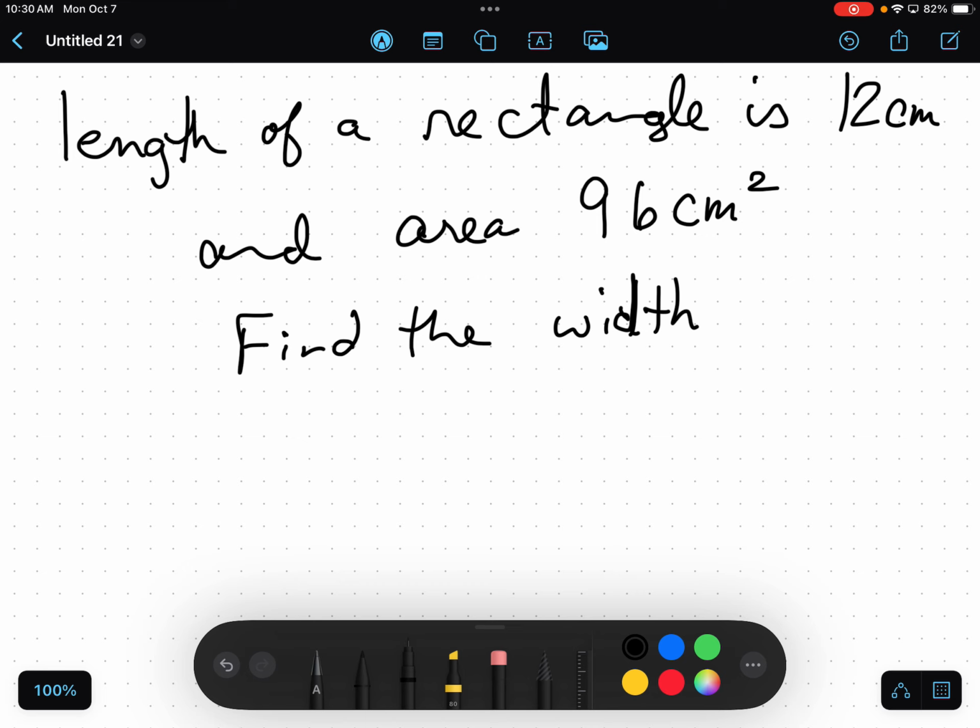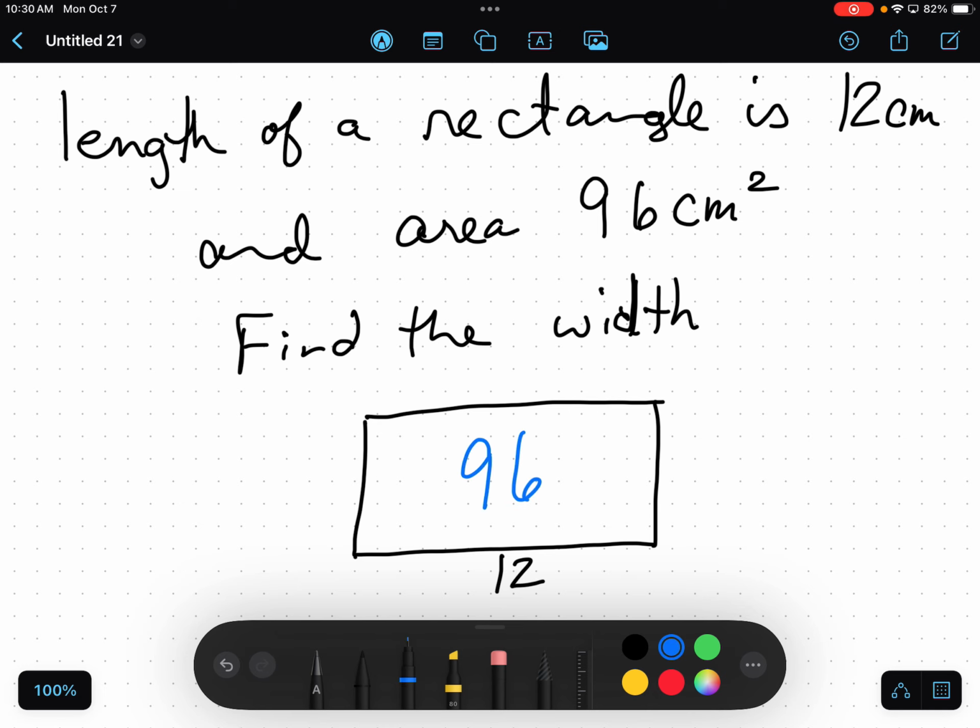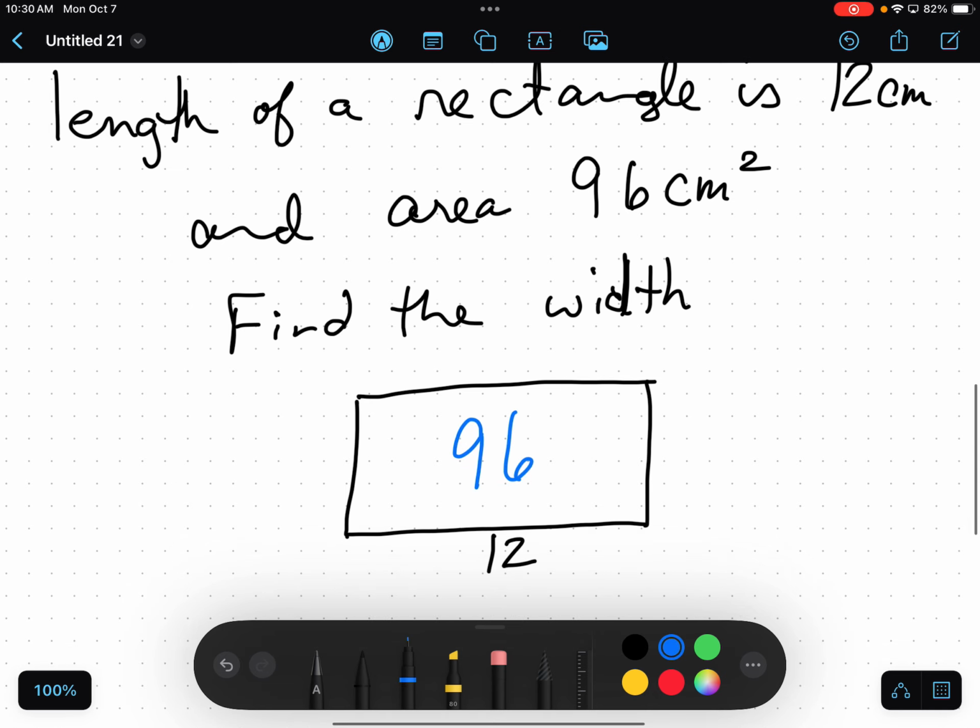And so I do have on your sheet pictures of at least the rhombus, the rectangle, and the square. However, if you want to make pictures of the other ones, you can. You can make a picture if you want, if it helps you, but you don't have to. So, when it gives you a rectangle, and it tells you that the length is 12, and the area is 96, how would you find the width?